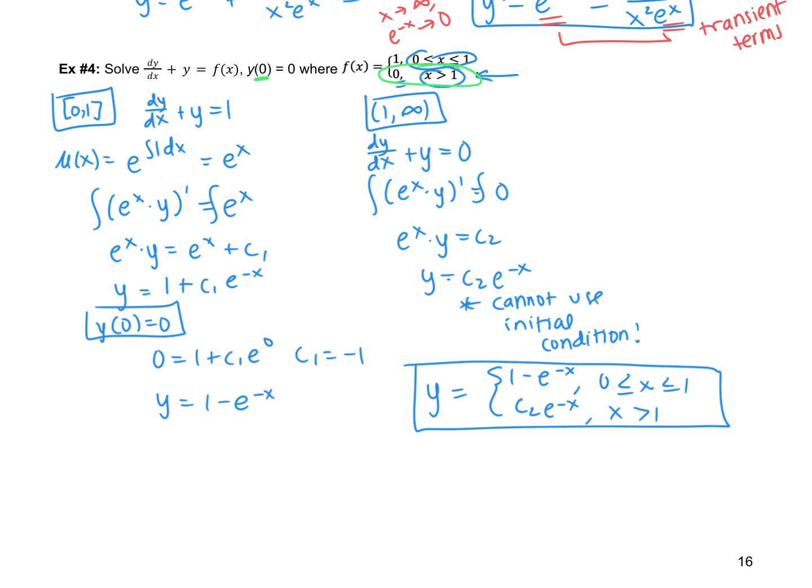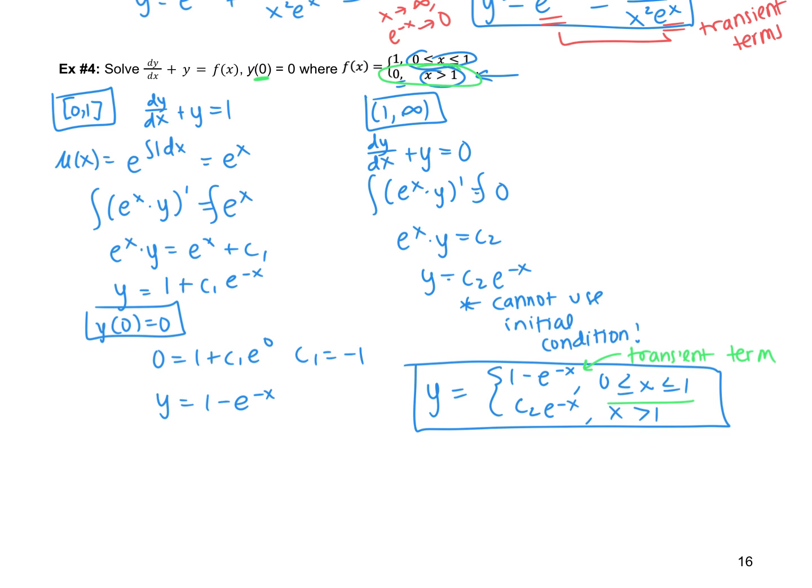Now, for that first portion, this e to the negative x is still called the transient term. Even though that's in the part of the function where x is only between 0 and 1, x is not actually going to infinity, it's still called the transient term.